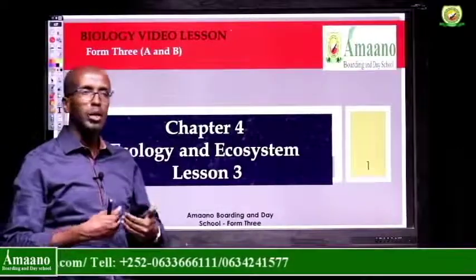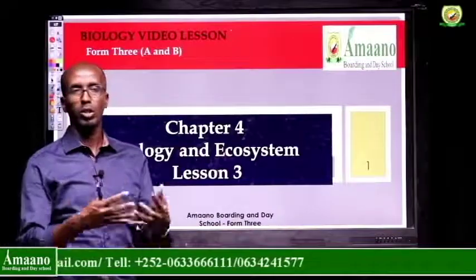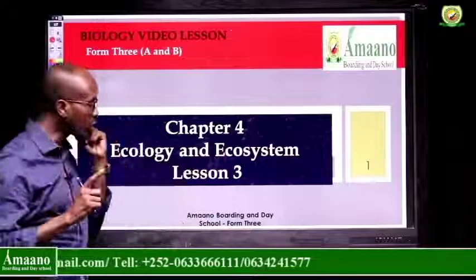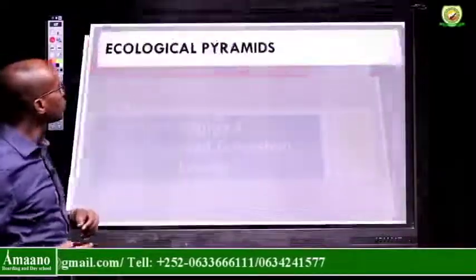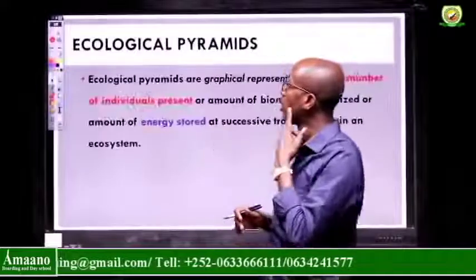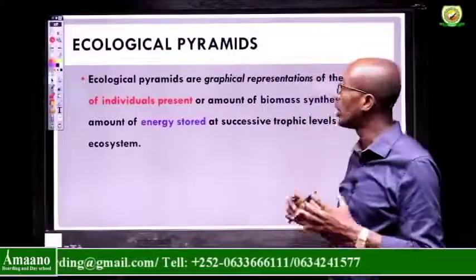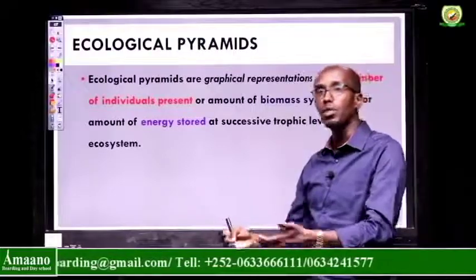So to get more information about the food chain, we produced a food web, which is the interconnection of many food chains. Today we're going to talk about what are called ecological pyramids. A pyramid is another form of writing a food chain. It helps us get more idea about the food chain itself.